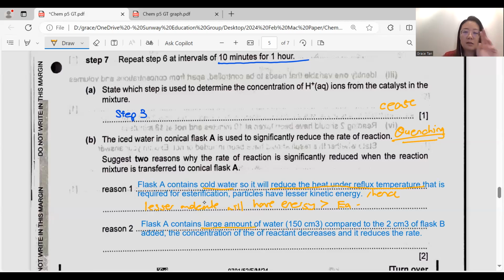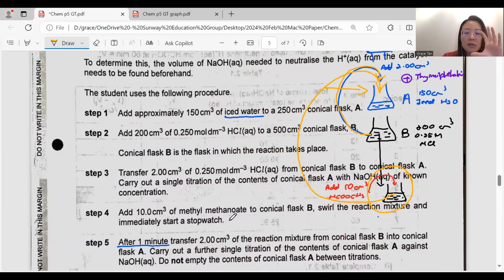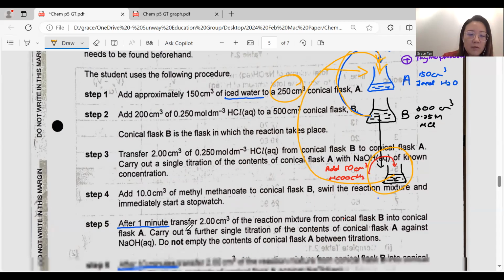Okay, the first is temperature, the second is quantity. All right, large amount of water. You put 150 centimeter cube. Okay, and every time you transfer 2. Okay, now, the capacity of flask B is no, flask A. Flask A is having a capacity of 250 because you titrate in flask A and you transfer everything eventually into flask A.